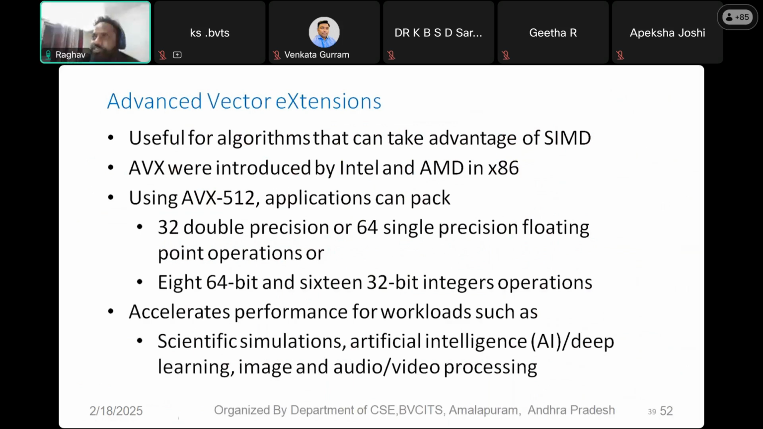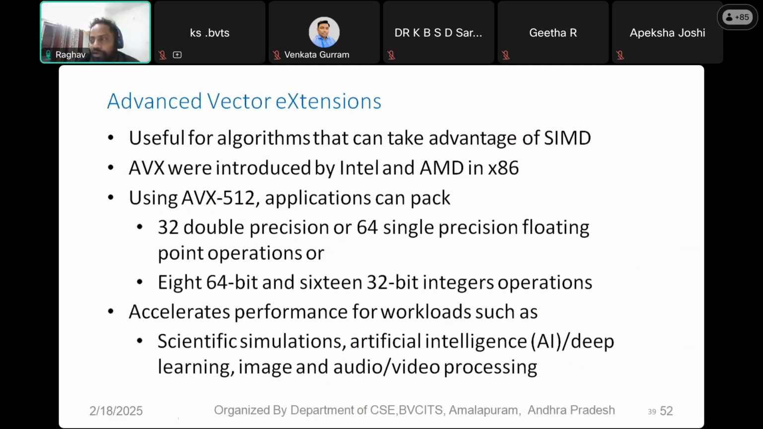These were introduced by Intel and AMD in the x86 architecture. There is support for 32 double precision or 64 single precision floating point operations, and it's possible for 8 64-bit and 16 32-bit single operations to be done in parallel.